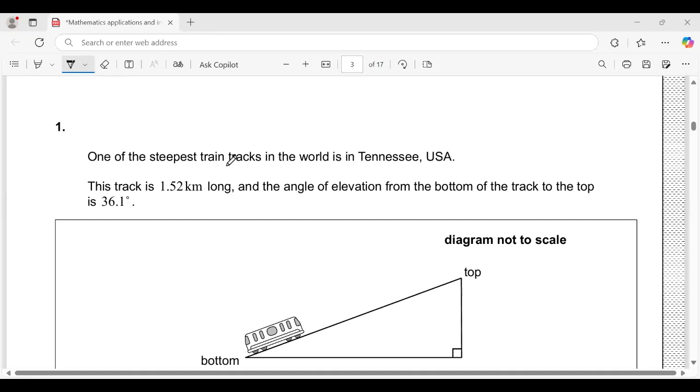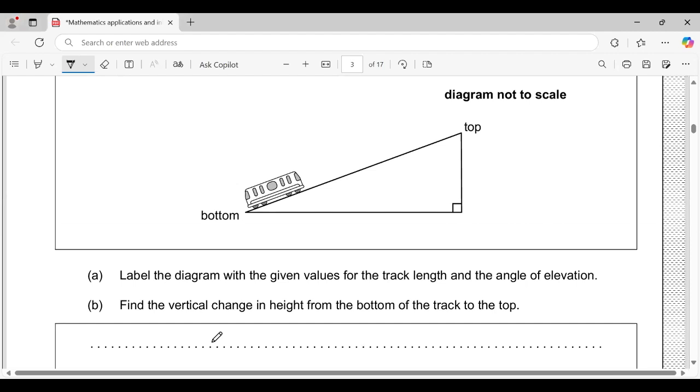One of the steepest train tracks in the world is in Tennessee, USA. This track is 1.52 kilometers long, and the angle of elevation from the bottom of the track to the top is 36.1 degrees. Question: label the diagram with the given values for the track length and the angle of elevation.